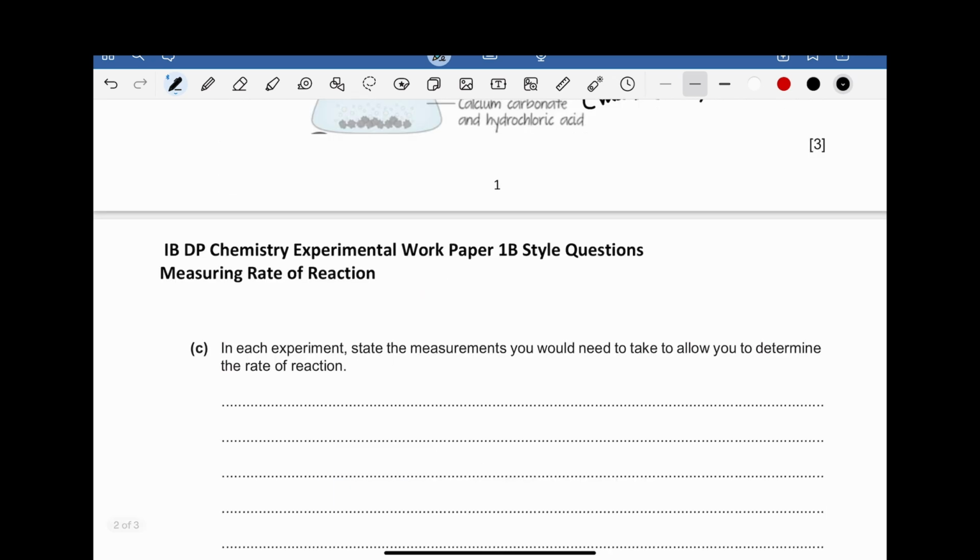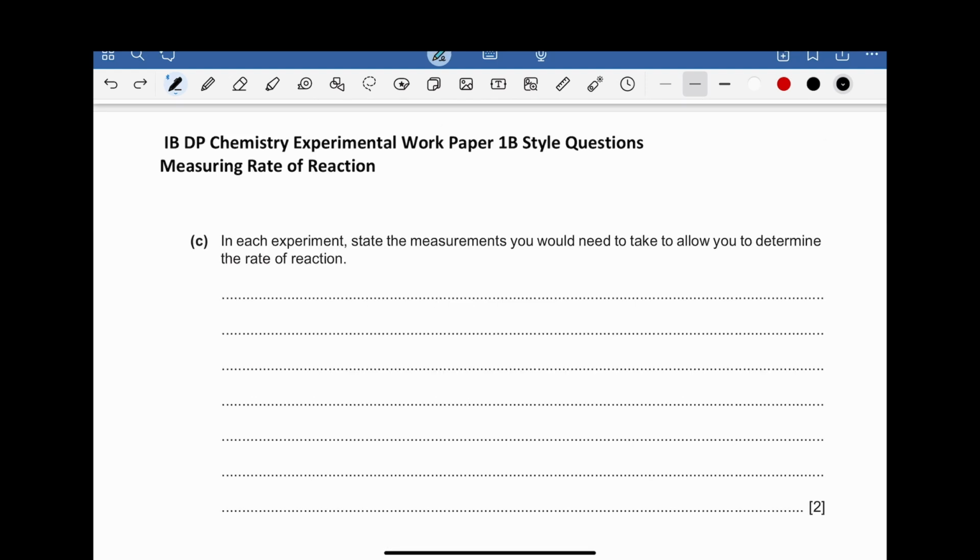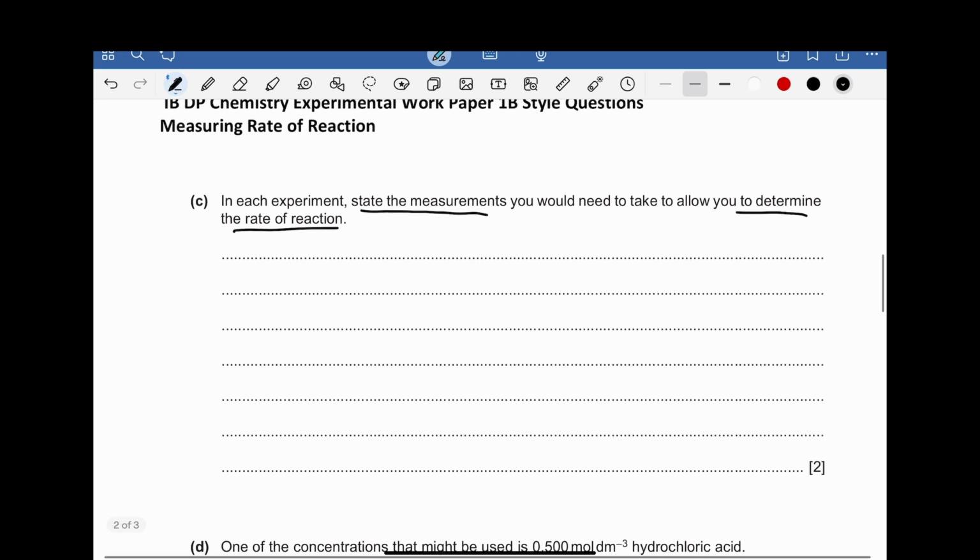C. In each experiment, state the measurement you would need to take to allow you to determine the rate of reaction. So rate of reaction is change in concentration of reactant or product divided by time. So obviously we need, in this case, the volume of CO2 gas collected, which they have mentioned is 100 centimeter cube.